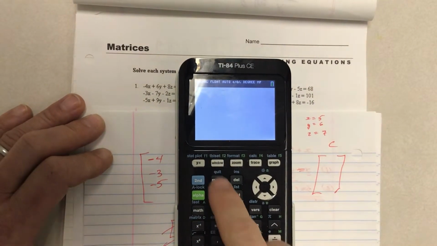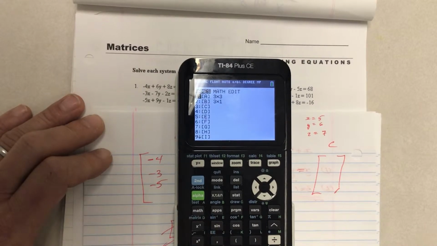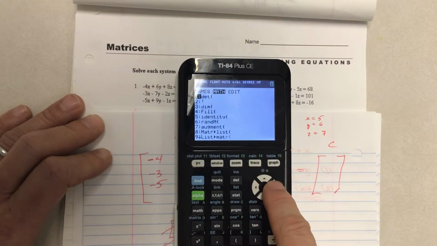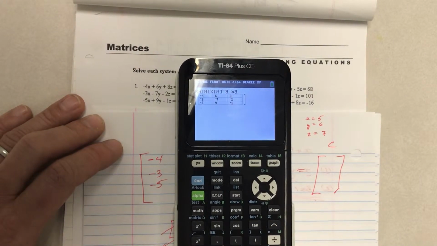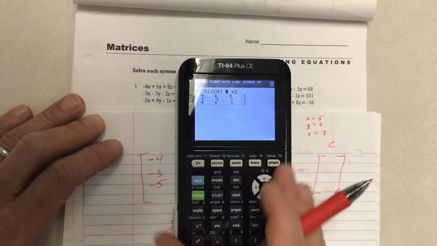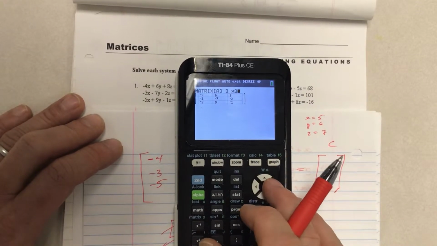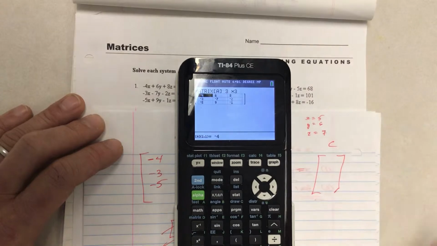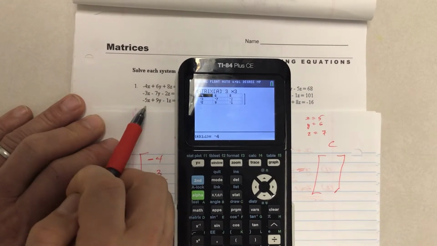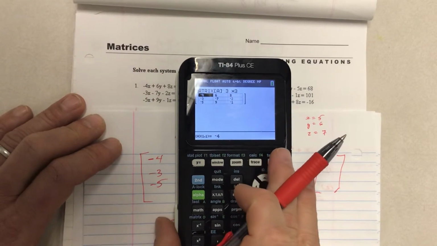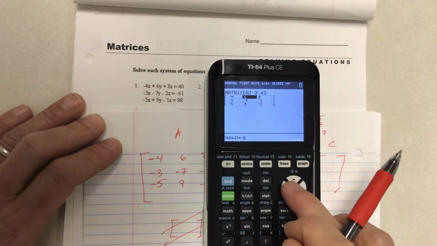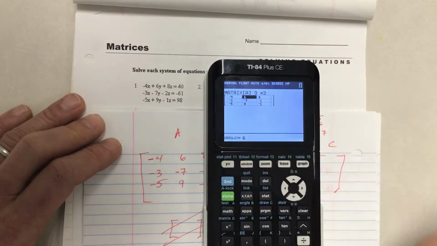We'll turn it on, and I'm going to go second function matrix, and I'm going to go over here to edit, and I'm going to edit matrix A. Now, matrix A is a 3 by 3 matrix, so you have to specify that, and then once you do specify that, it puts in all 9 boxes for you. Okay? And then we know that the very first row is going to be -4, -3, -5. I've already pre-filled my answers, or my questions, rather. And then B would be 6, -7, and 9.